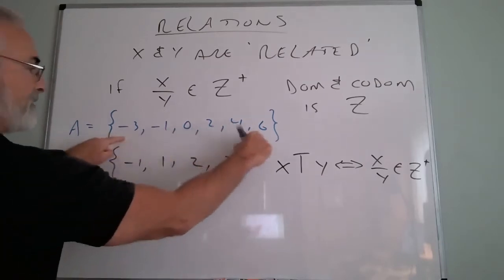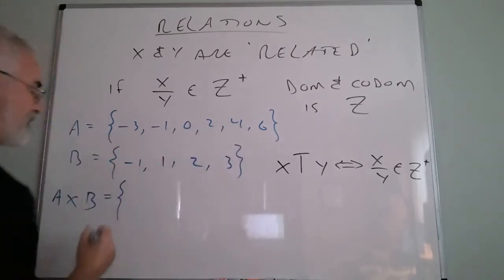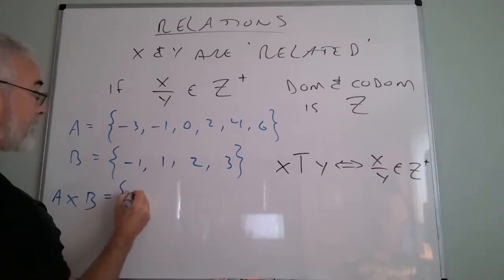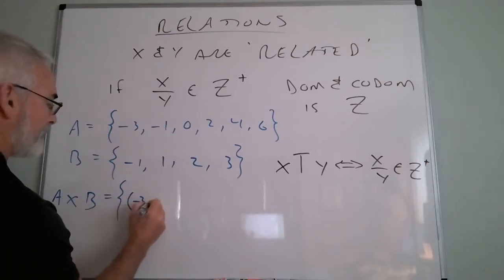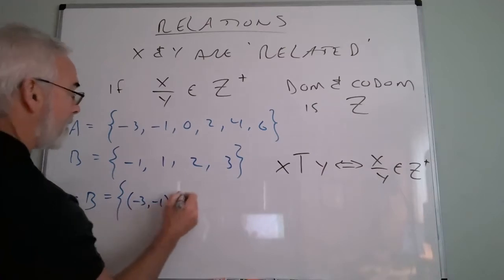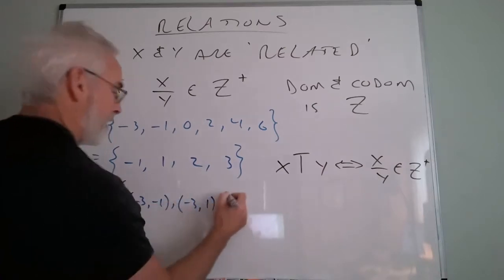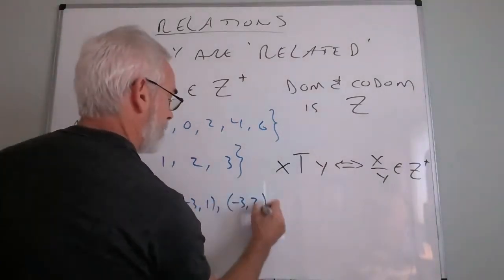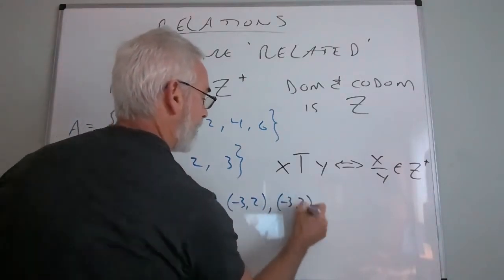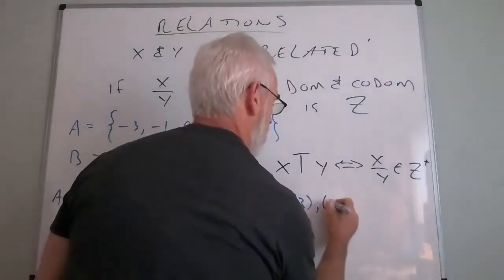1, 2, 3, 4, 5, 6, 1, 2, 3, 4. So this should be 24 ordered pairs. Yikes. Okay, I made this kind of big. So -3, -1, -3, 1, -3, 2, and -3, 3. And I'll do the same thing.